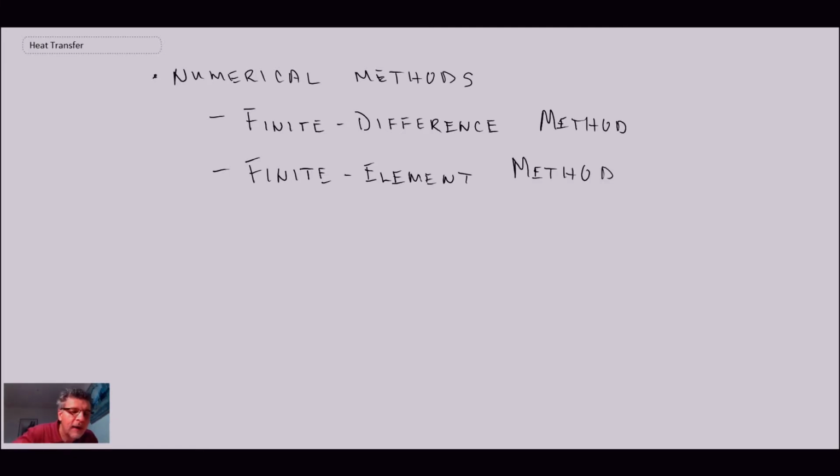Now, we're going to be looking at the finite difference method in the next lecture or two, and that will be the technique that I will be presenting. The finite element method is a slightly different technique, mainly used in solid mechanics, strength of materials, things like that, although not exclusively. But I'll be talking mostly about the finite difference technique or method.